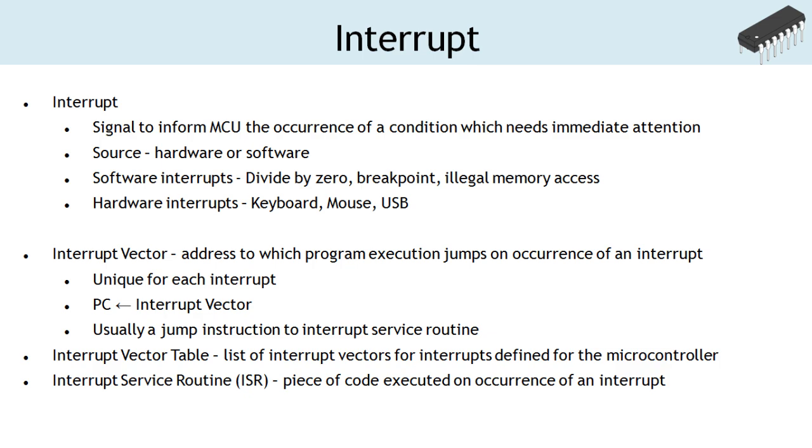The list of all the interrupt vectors supported by a microcontroller is called the interrupt vector table. The table is usually placed at the lowest memory address of the program memory. A routine which is executed when an interrupt occurs is called an interrupt service routine. The address of the interrupt service routine along with a jump or branch instruction is placed in the interrupt vector.